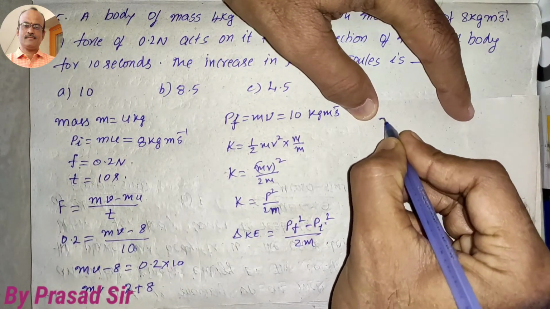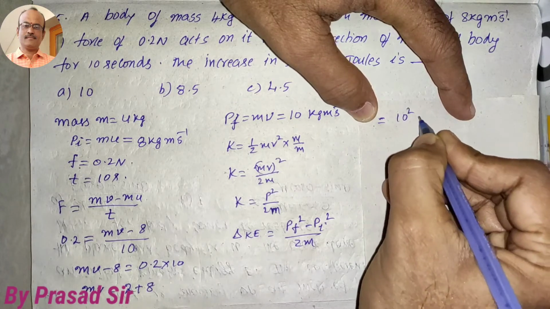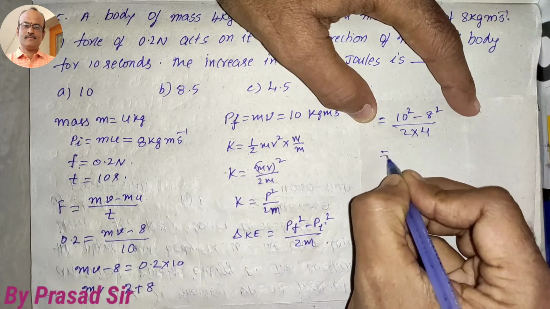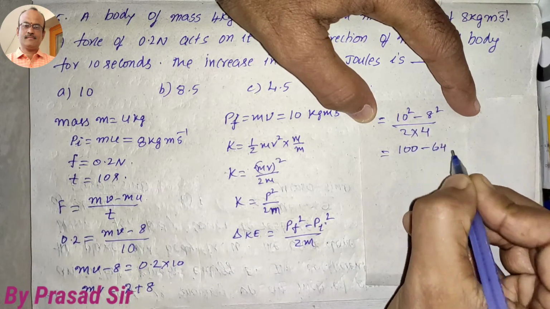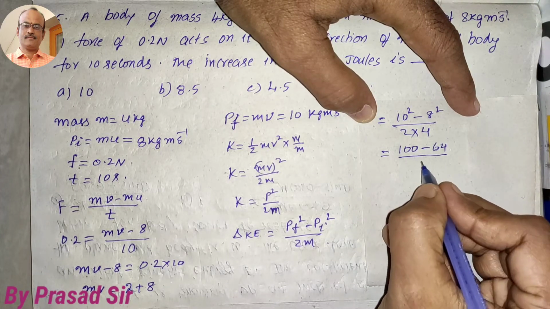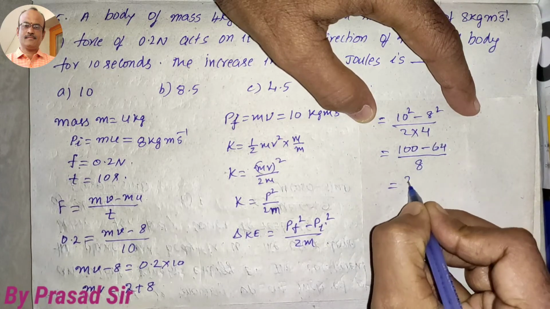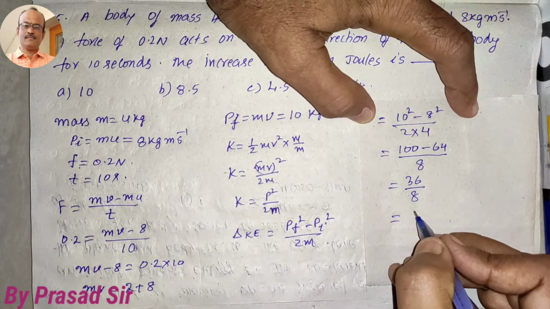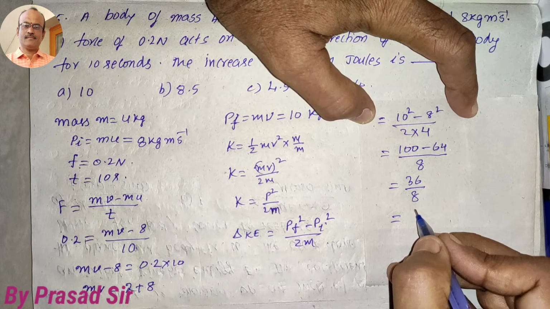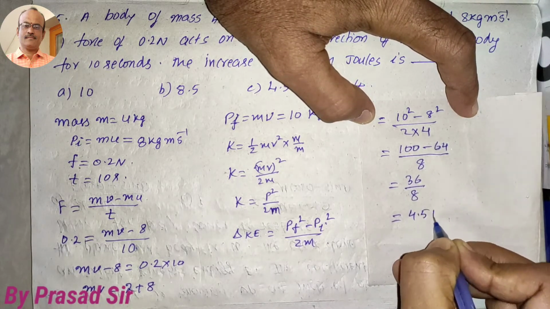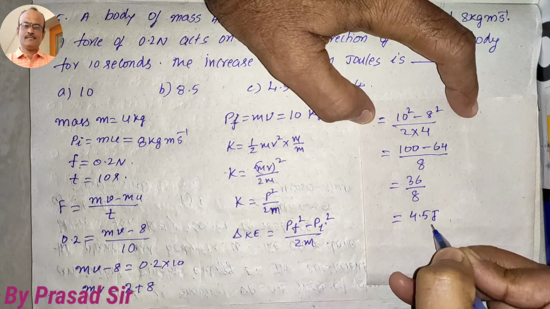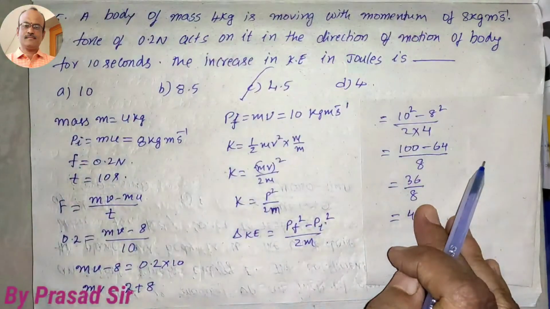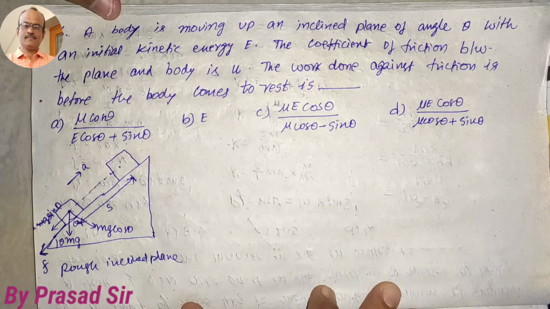First of all, p final is 10 square minus p initial 8 square, divided by 2 into mass. How much is the mass given? 4. So 10 square is 100, 8 square is 64, divided by 2 into 4, which is 8. So that means 36 divided by 8, which is 4.5 joules. So 4.5 joules is the answer. Which option is correct from this? Option C is correct.